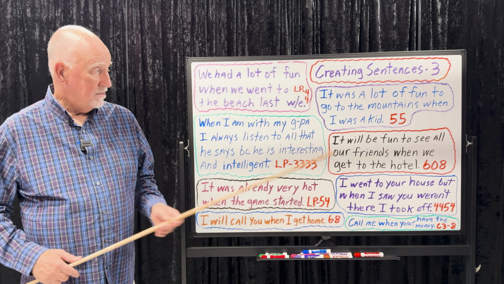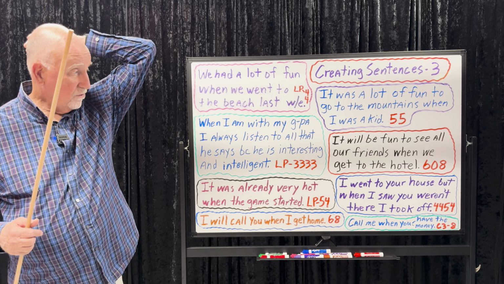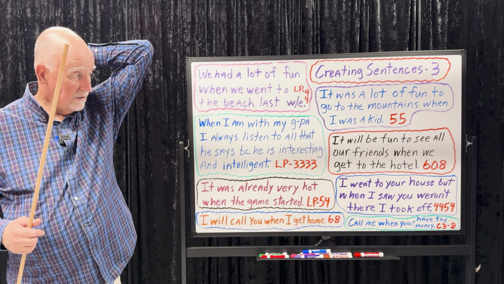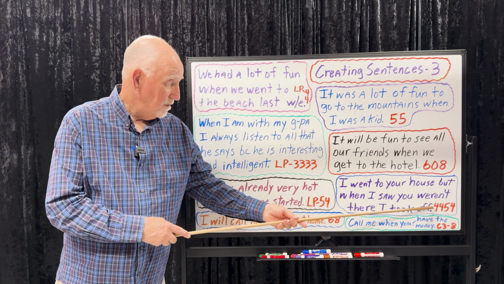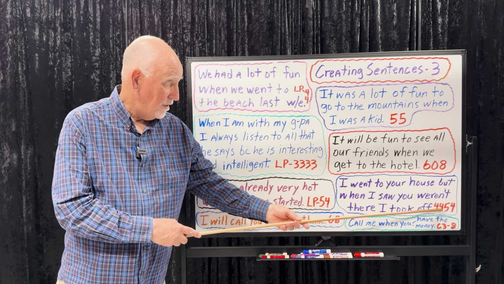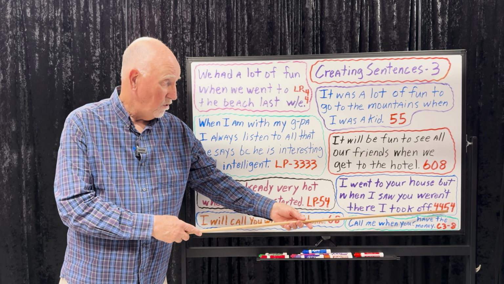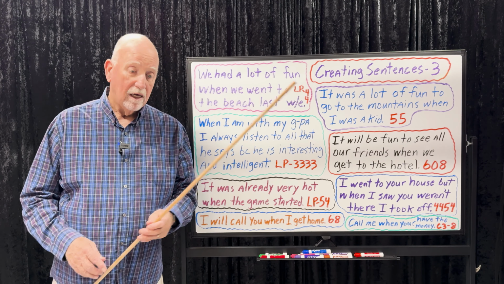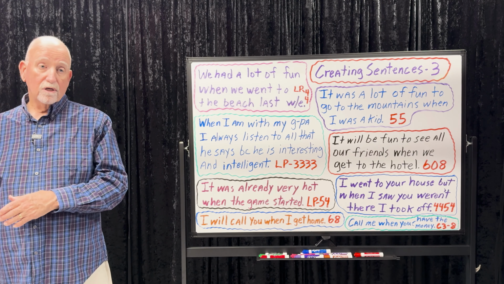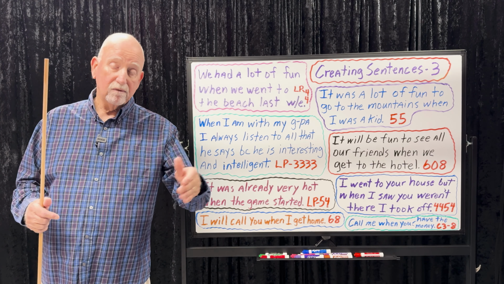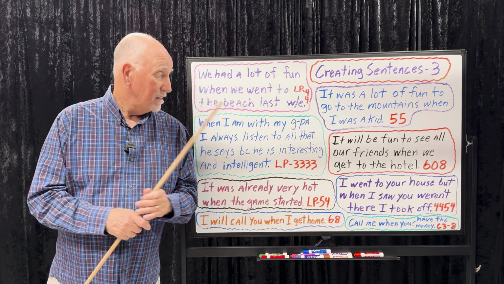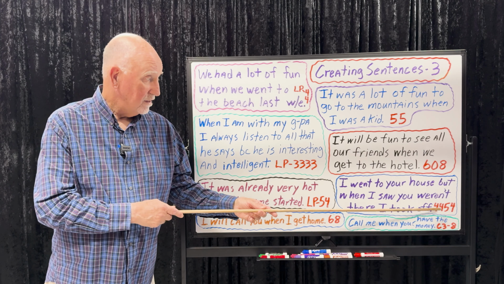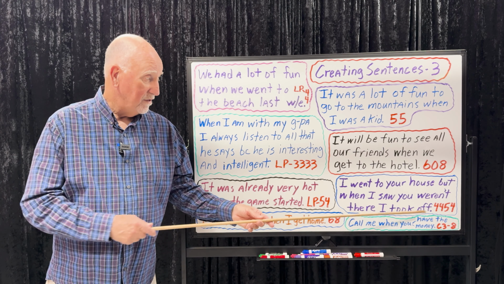Next to last, I went to your house, but when I saw you weren't home, I took off. I went to your house. Now, that's going to be a preterite. And when I saw, that would be a preterite. That you weren't home, that's going to be imperfect because before I got to the house, the condition of you not being there was pre-existing in the past already, and it wasn't completed. So we're going to go with imperfect, and then I took off is going to be preterite.